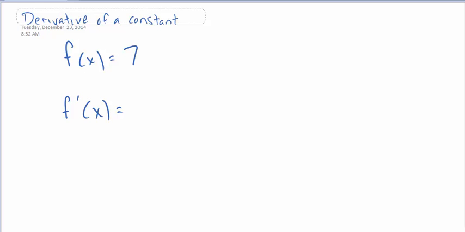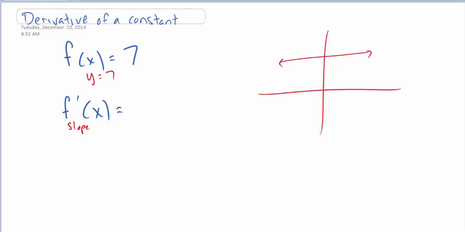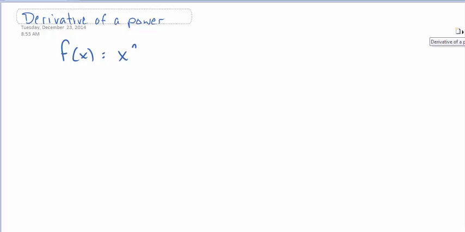Remember what the derivative is. It's the gradient of that curve. And a lot of times it's an equation. f(x) = 7, in other words, y = 7. Think about what that looks like. It's a horizontal line, and any constant is going to be a horizontal line. What is the slope of that line? In other words, what is the derivative of that line everywhere? Well, it's 0. The gradient, the derivative of any horizontal line, of any constant function, will be 0. Neat.